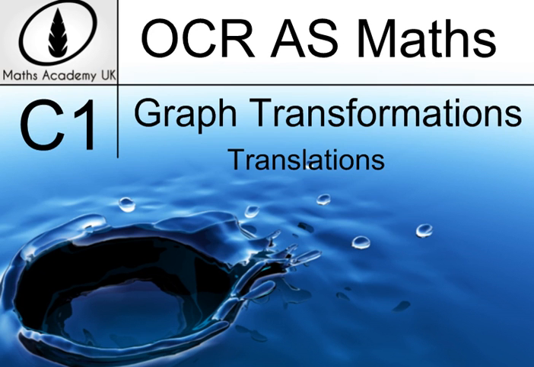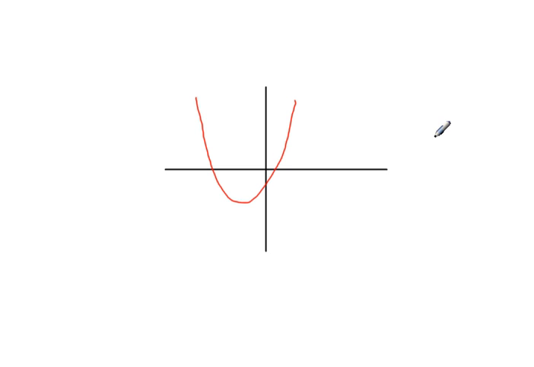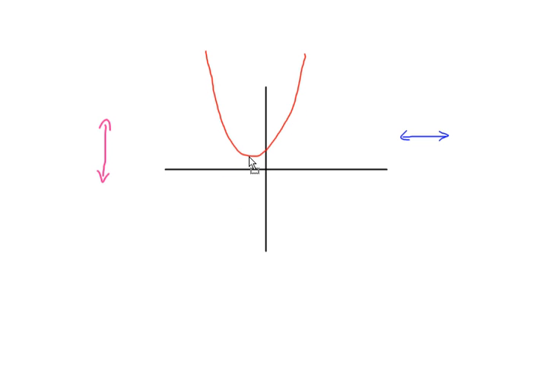Of transformations. In this video we look at translations. A translation is a movement either to the left or the right in the x direction. So let's say we start off with this graph here. I can move this graph to the right or to the left. That's called a translation. Or I can move this graph up or down in the y direction. So I can move it up or down.